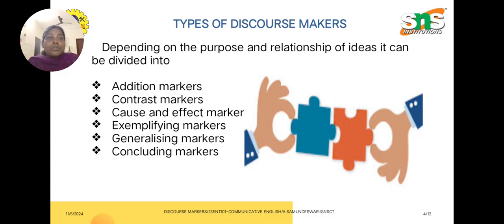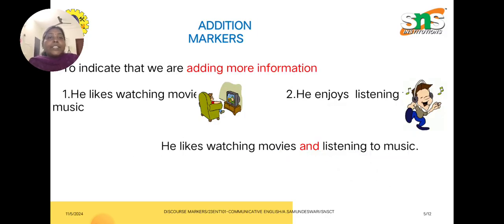Types of discourse markers. The discourse markers can be split into 5 to 6 parts, such as addition markers, contrast, cause and effect markers, exemplifying and generalizing, and concluding markers, depending upon the purpose which they serve in a sentence. Addition markers, in the sense, indicate that we are adding more information when we are speaking about something.